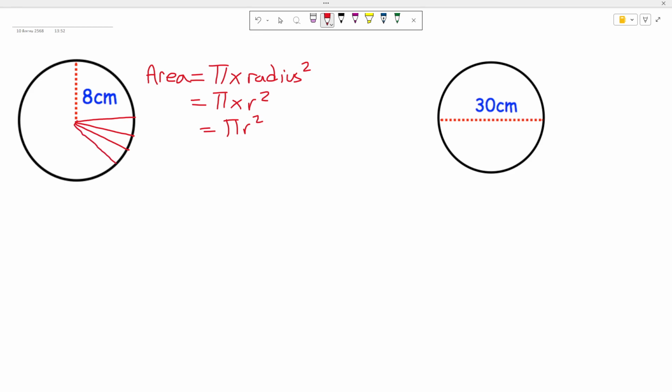So in question number 1, we see that the radius is equal to 8 centimeters. Now let's substitute into the formula. So we know the area is pi r squared. So what do we have? We have pi multiplied with 8 squared.